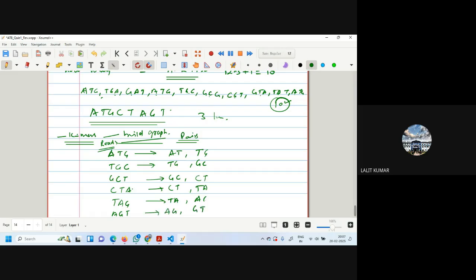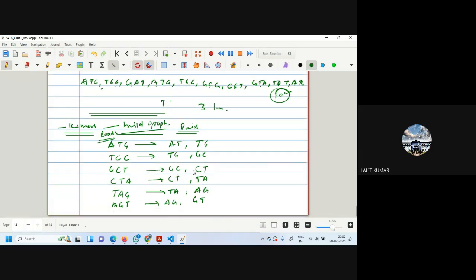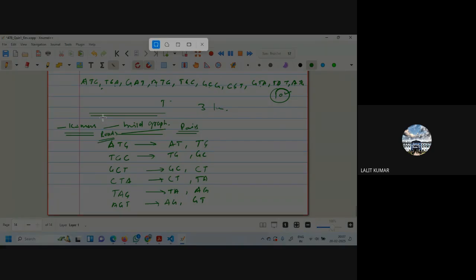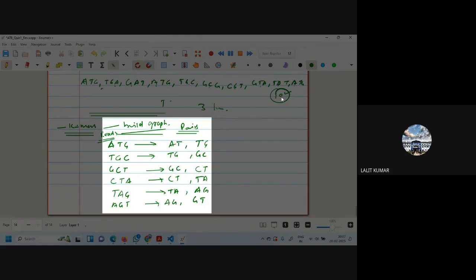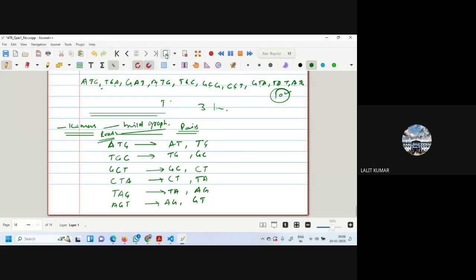Now, when you build the graph from this, for example, we will not be given this gene. We are given only the k-mers, for example, in a question. So we have to build the graph. How do we build the graph? There are some clues on how to do that.